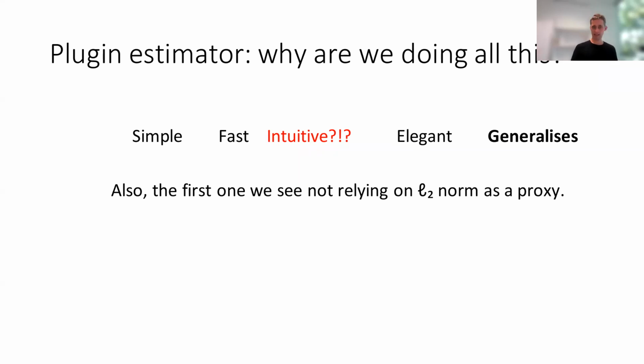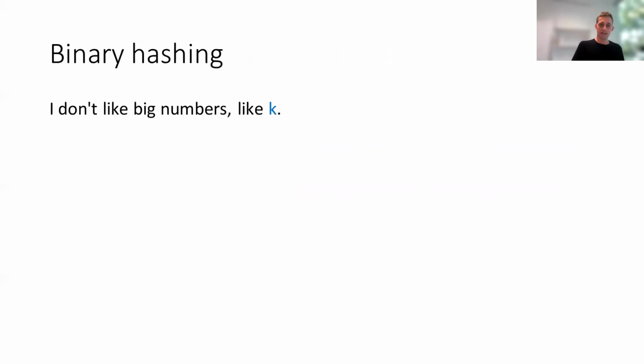It's also interestingly the first one we've seen that doesn't rely on that L2 norm as a proxy to test in total variation distance. So that one was complicated, but this one I really like. Because it's very obvious, it gives something obvious. So if you don't like big numbers, here the main issue is K, the domain size, is really large. We want to achieve square root K, or something like this.